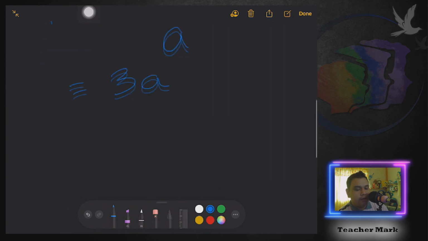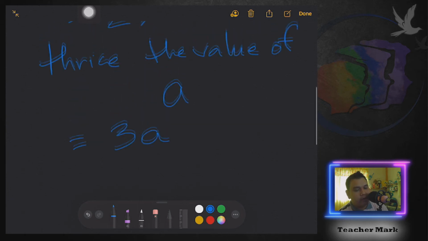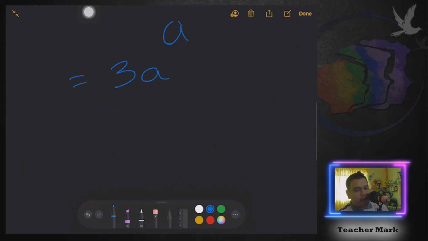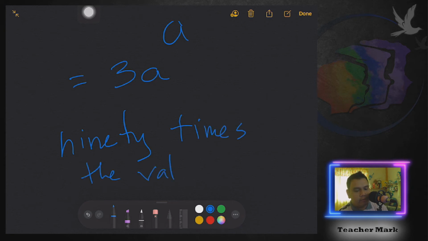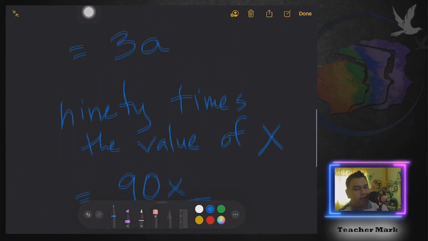The same goes for other terms, such as 4 times the value of x, 7 times the value of x, 10 times the value of x, even a million times the value of x will be written that way. So for example, let's say 90 times the value of x. This will be written as 90x. Okay? So I hope I was able to make that clear.